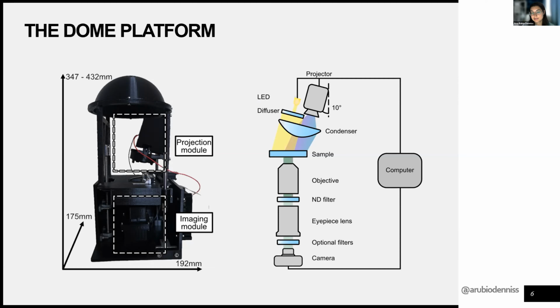And I've got the optical setup here as well. So you have your projector, goes through the condenser lens onto your sample. So you get these really tiny light patterns, and you're able to image through a series of lenses and camera, and that all connects back for your real-time feedback.